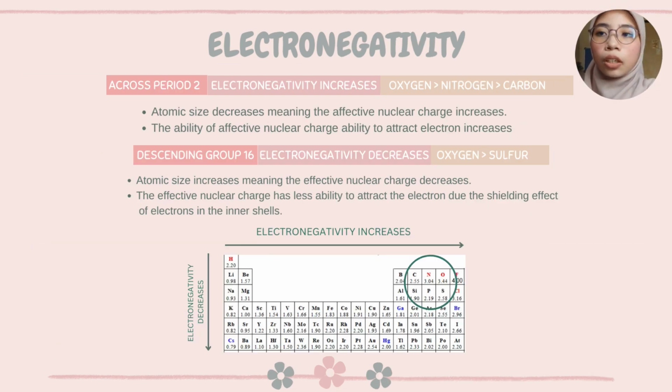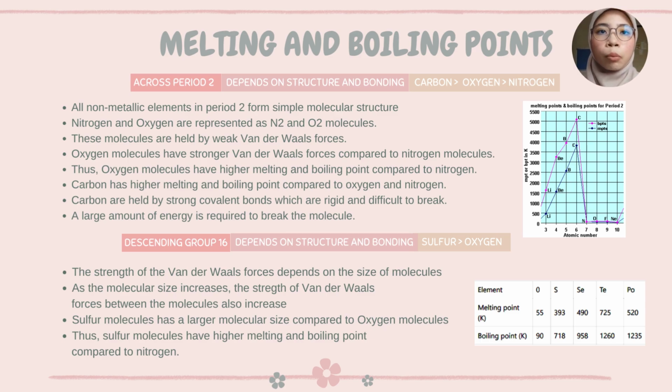For electronegativity, across period 2, the electronegativity increases. The order of electronegativity strength from largest to smallest is oxygen, then nitrogen, then carbon. Meanwhile, descending group 16, the electronegativity decreases. Oxygen has more electronegativity compared to sulfur. For the melting and boiling points, across period 2, it depends on the structure and bonding of the molecules. The order of highest melting and boiling points to lowest is carbon, then oxygen, then nitrogen.